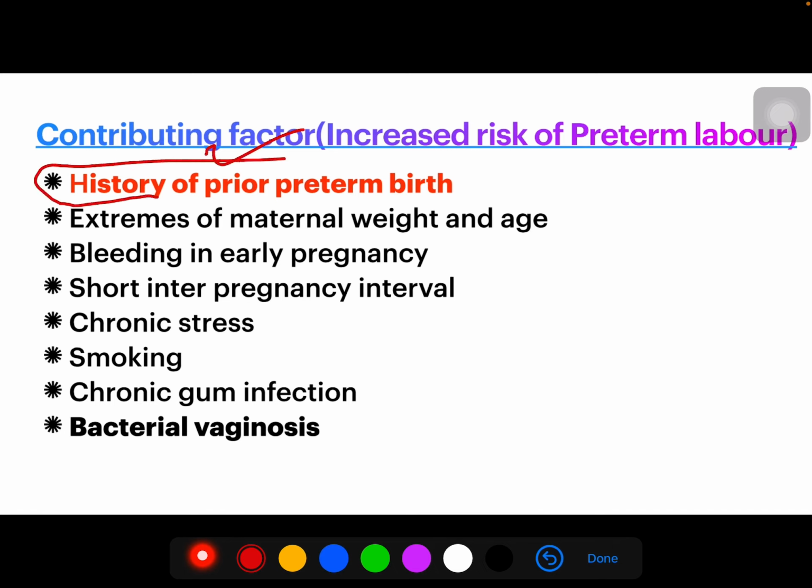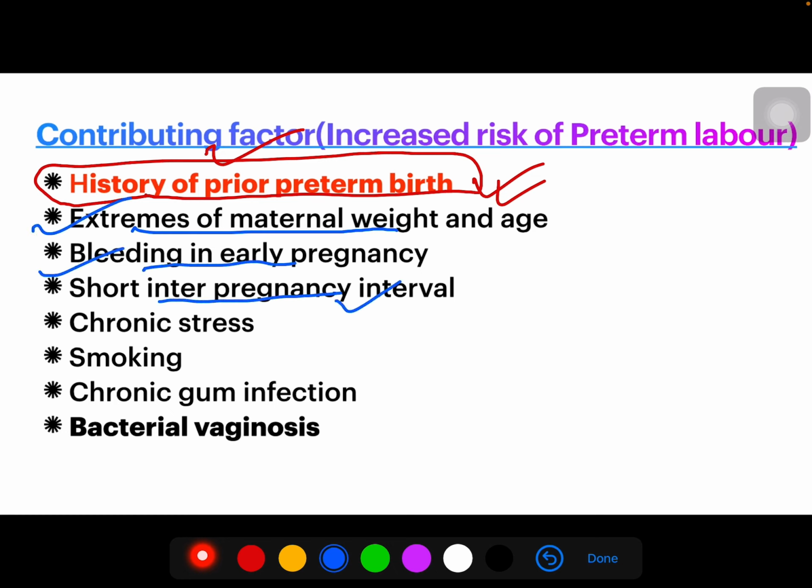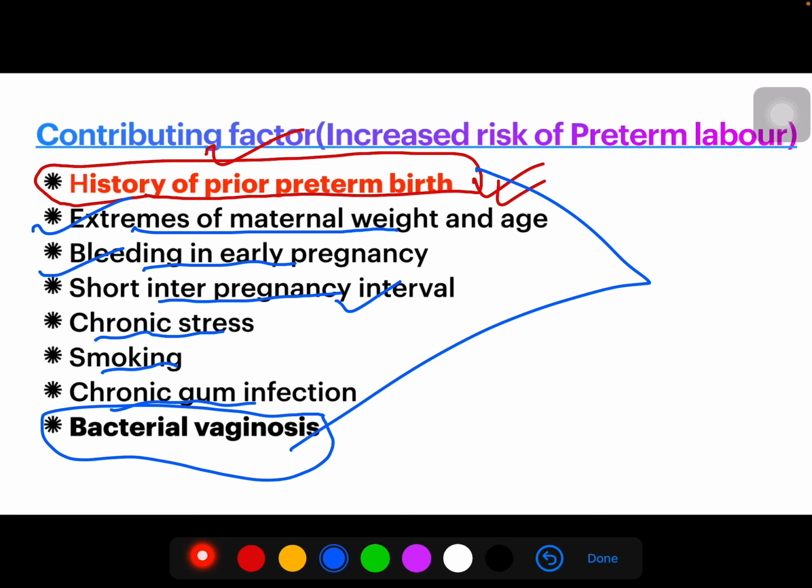So what are the contributing factors which increase the risk of preterm labor? What we should not forget is that a history of prior preterm birth is the most important contributing factor. Also extremes of maternal weight and age, bleeding in early pregnancy, short inter-pregnancy interval, chronic stress, smoking, chronic gum infection, and bacterial vaginosis. Bacterial vaginosis and a history of prior preterm birth are the main important contributing factors, and the others also play a role in this.